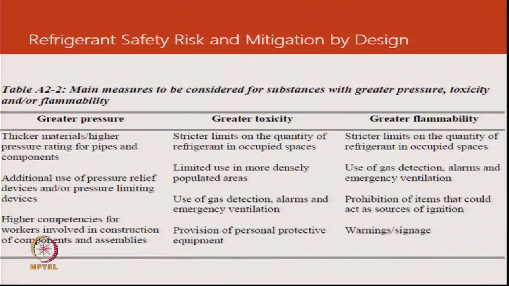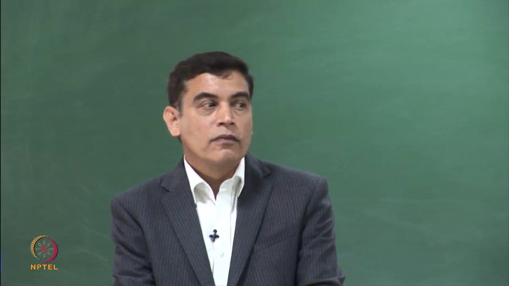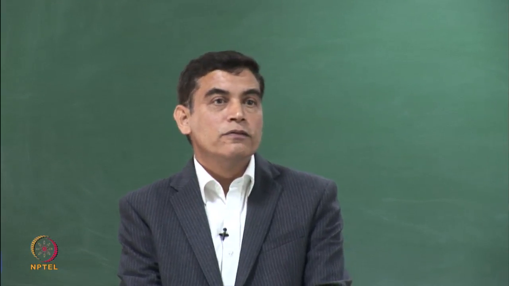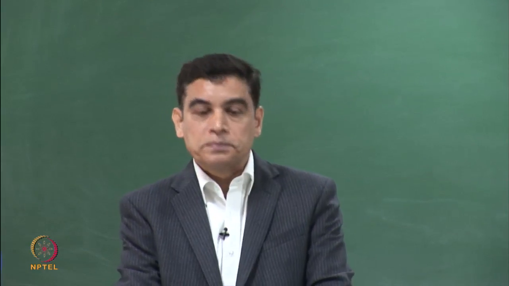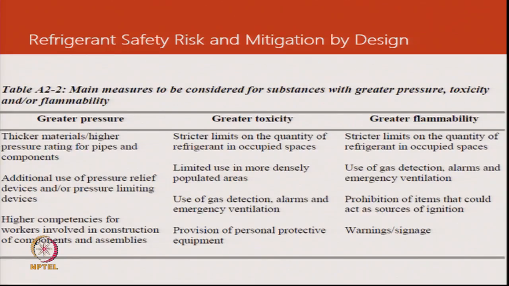Now, if we look at refrigerant safety, we've talked about 2 things: flammability, toxicity. The third risk is pressure. So thicker materials, and what would we do when there is high pressure? So tube thickness is one easy way for us to address issues related to tube bursting. So if you are using heat exchangers, the minimum wall thickness would be one of the criteria that would be influenced by refrigerants which have high pressure. And then additional use of pressure relief devices or pressure limiting devices.